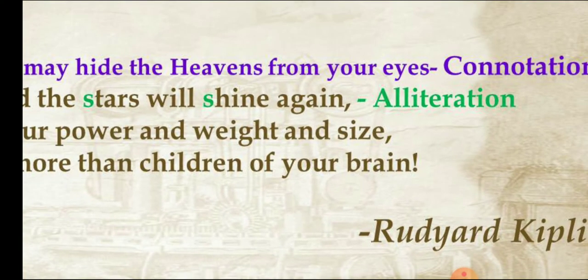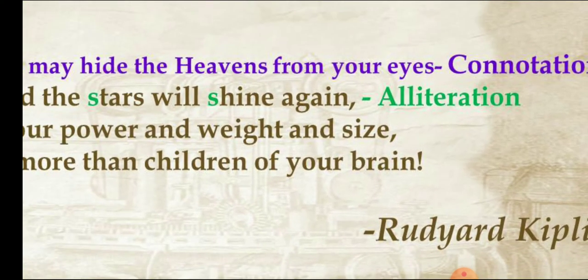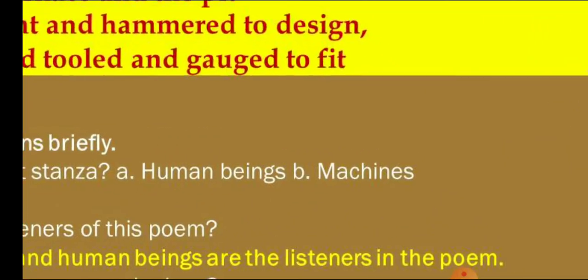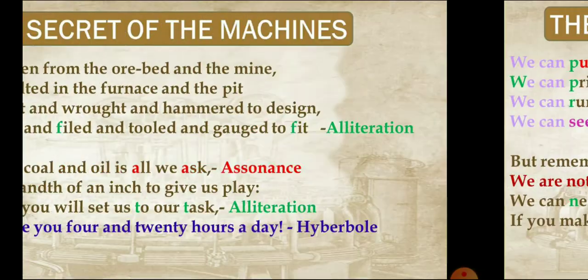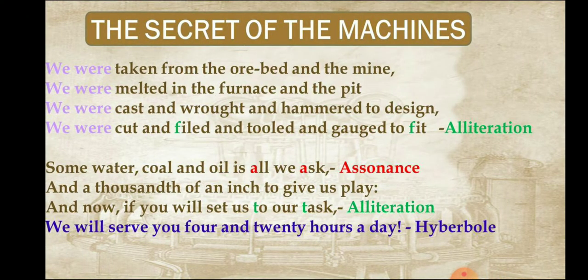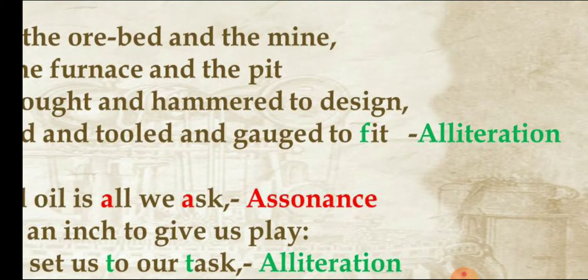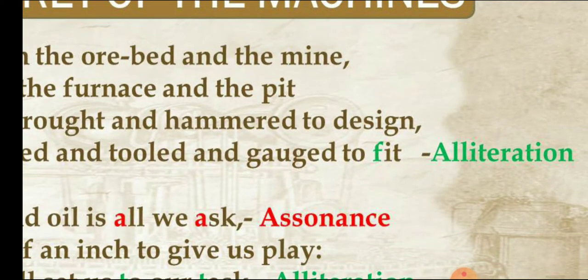Likewise, we have the words eyes, again, size, brain. So eyes and size sound similar. Again and brain sound similar. So the rhyme scheme followed is ABAB. So I told you about the rhyming words and rhyme scheme. Now let me tell you the figure of speech, that is alliteration.